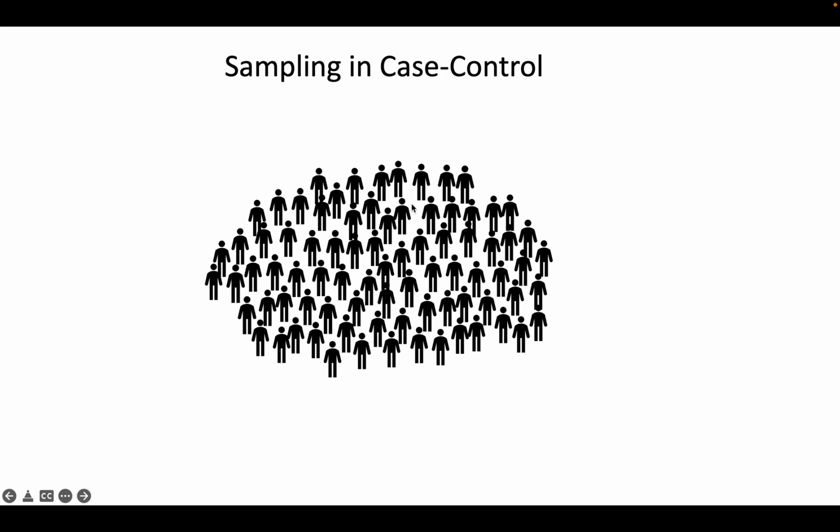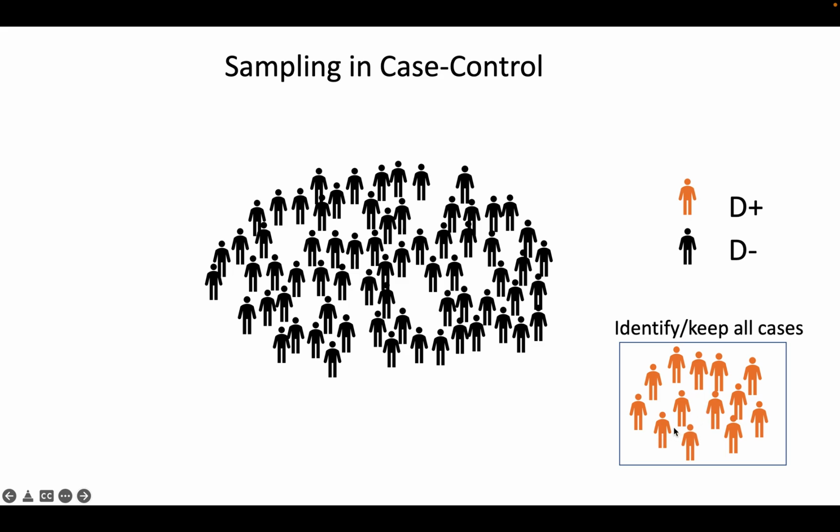So with case control studies, you're generally sampling from a population. This is an example of a population that's, say, a city, or a sample from a city. The first thing we do is, from our roster of people where we have access to them, we figure out who's disease positive and who's disease negative. From the disease positive people, we set them aside and keep them because we want to make use of everyone who's disease positive.